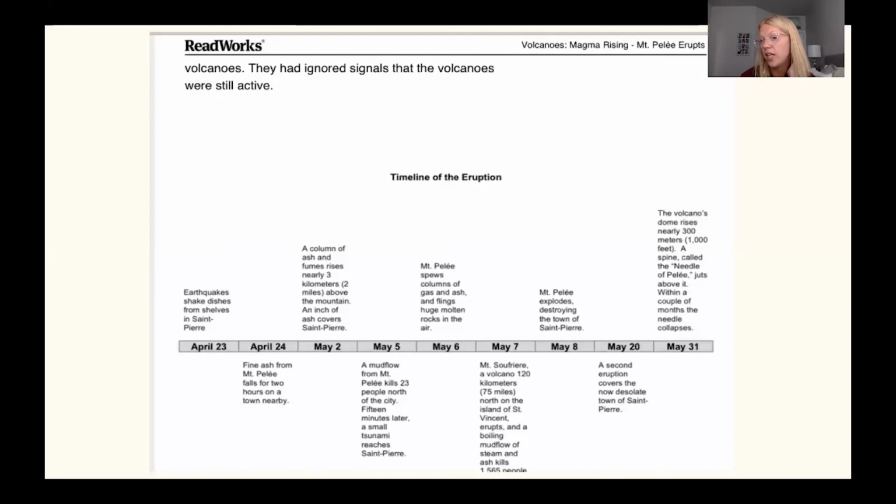On May 31st, the volcano's dome rises nearly 300 meters, or 1,000 feet. A spine called the Needle of Pelée juts above it. Within a couple of months, the needle collapses. So again, that was more information that was not included in the text that we didn't know about until we read the timeline. So it's really important to take in this information that we just gained from the timeline. Maybe add in some more details into your web organizer about what information you gained from the timeline as well.